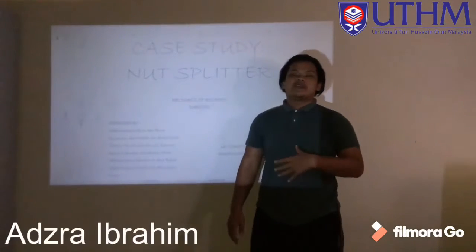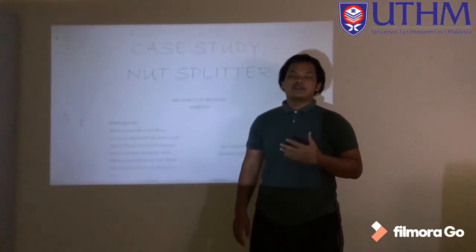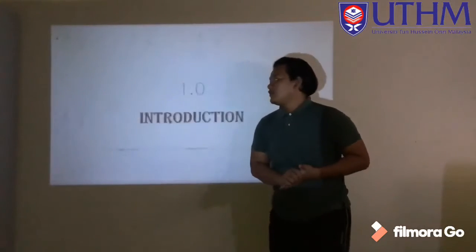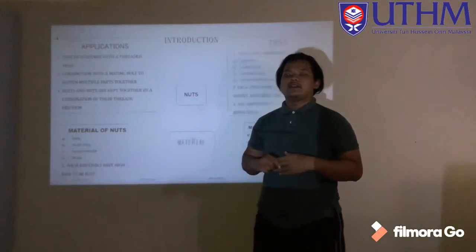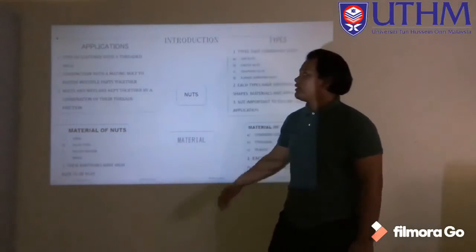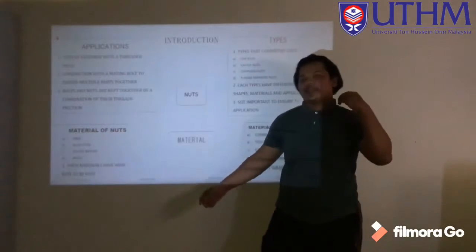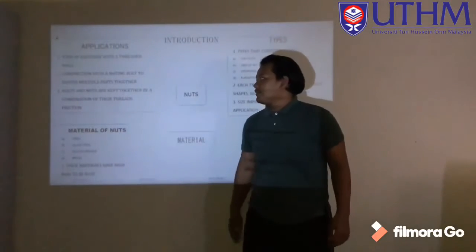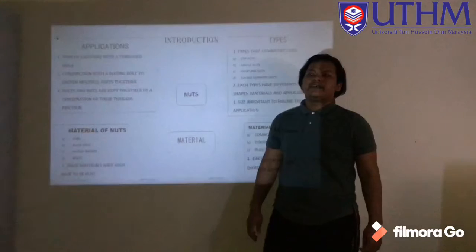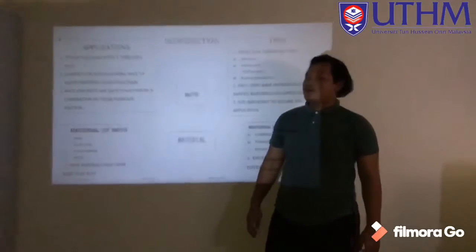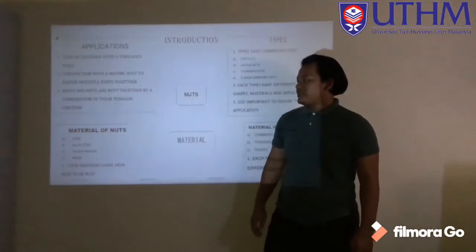So my name is Adzra and I will present about the introduction of our case study. First, I will present about the application of the nut. Nut is the type of fastener with a thread hole. Next, nut and bolt are kept together by the combination of their thread friction. So the material of the nut is steel and alloy steel.